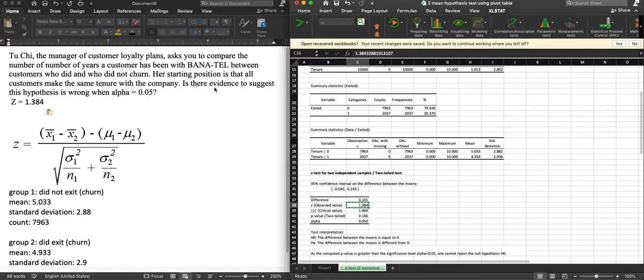Now, the question is there evidence to suggest that the 2 groups are different? Well, our critical value is 1.96 and the observed value is 1.3. Since 1.3 is less than 1.96, there is not evidence to say that the null hypothesis is wrong. And if you look here under XLSTAT, it says 1 cannot reject the null hypothesis. Right there. And that's all we need to do. That's the answer.